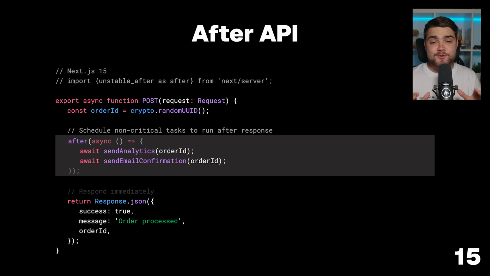After, though, is the new experimental API that's going to solve this problem, and it allows you to schedule your work to be processed after the response has finished streaming, enabling secondary tasks to run without blocking the primary response. This is just a really cool developer experience enhancement.